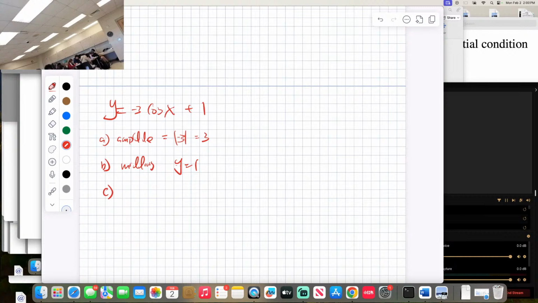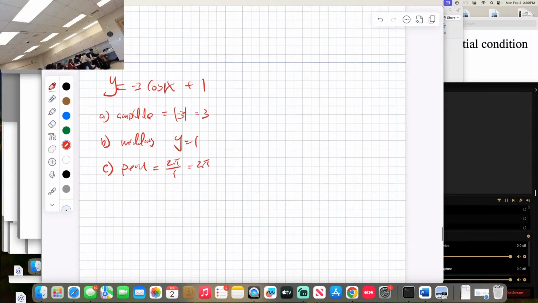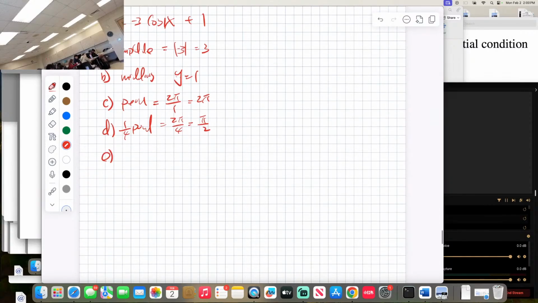C, what is the next thing? Your period. So the period is 2 pi over 1, so it's 2 pi. It takes 2 pi to go through 1 period. D, what is a quarter period? In this case, it's the same as before: 2 pi over 4, so pi over 2. E, horizontal translation. There's none. It's the same as what I did last time.